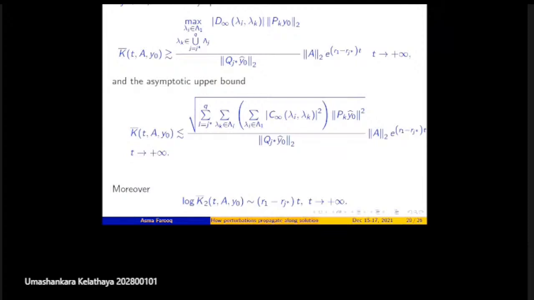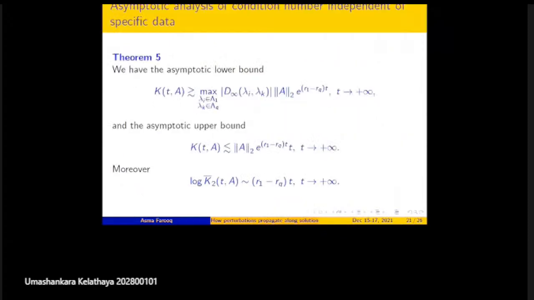Our last theorem gives asymptotic upper and asymptotic lower bounds for the condition number independent of specific data. Here, for the lower bound, lambda I lies in the first subset of the spectrum, and lambda k lies in the last subset of the spectrum. But from both upper and lower bounds, once again, we can observe exponential growth of the condition number for q greater than 1.